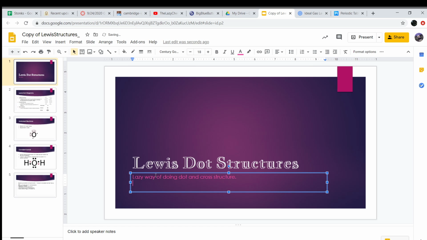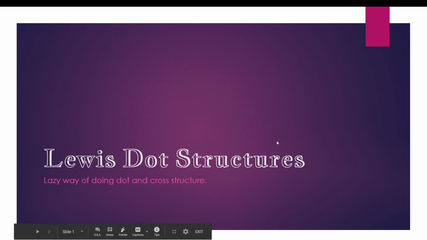Earlier we did the dot and cross structure, and that took a lot of time. We had to draw so many dots and so many crosses, and it was exhausting, and it doesn't really fit with our perception of being lazy chemists. So there has to be another way. Luckily for us, we had a scientist whose last name was Lewis, and he thought of a lazier way of doing this. So I'm going to teach you the lazy way of doing Lewis dot structures.